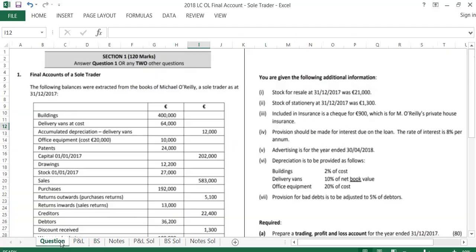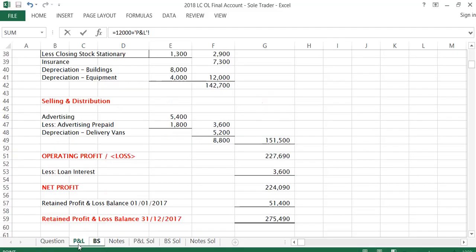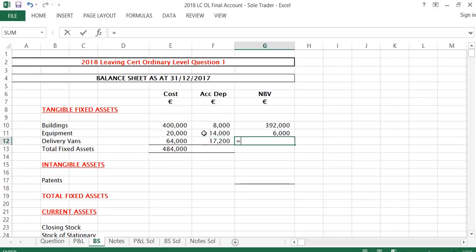Delivery vans. For the delivery vans, it gives us the accumulated depreciation. We don't need to work it out. It tells us the accumulated depreciation of 12,000 to the start of the year, and we just need to add in this year's depreciation. So it'll be 12,000 plus this year's depreciation, delivery vans, 5,200 is 17,200. And again, if I take those away, it'll leave me with a book value of 46,800. I can add my accumulated depreciation down. I can put lines underneath both of these because I won't be using these figures again. And I'll total my book value to give me 444,800.